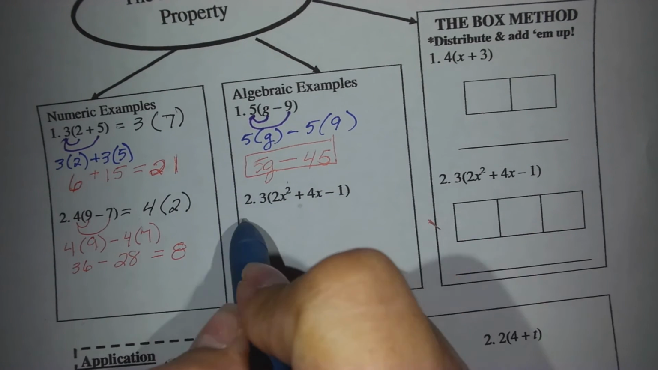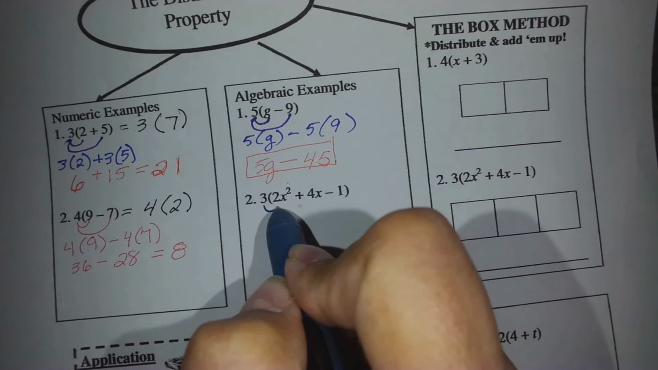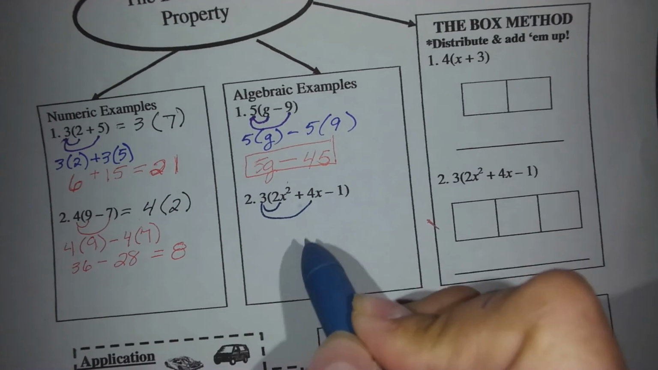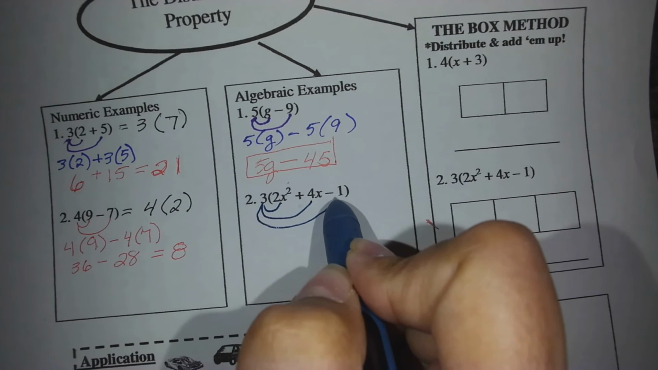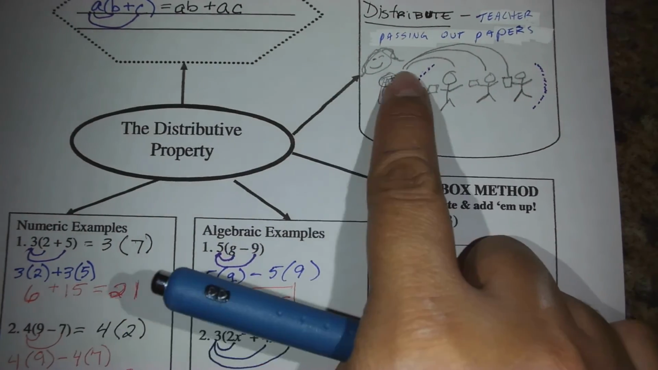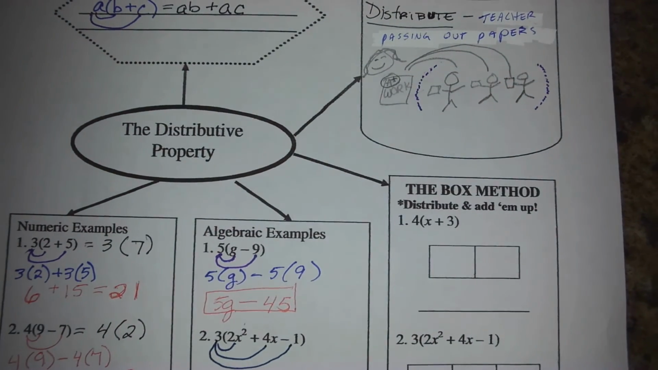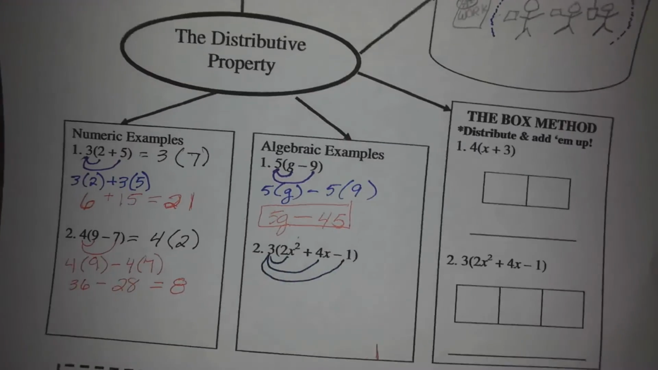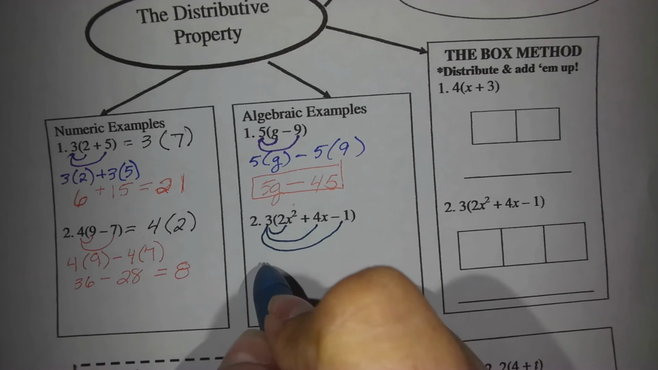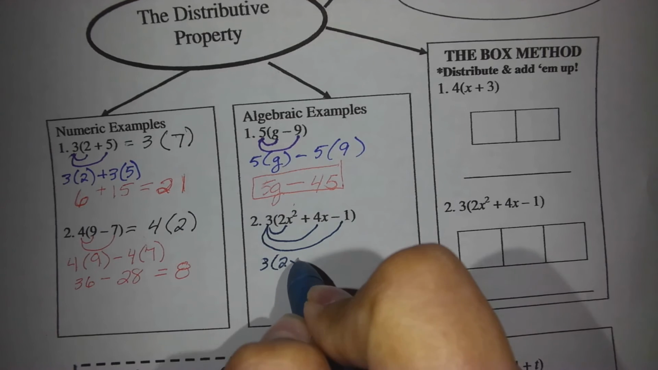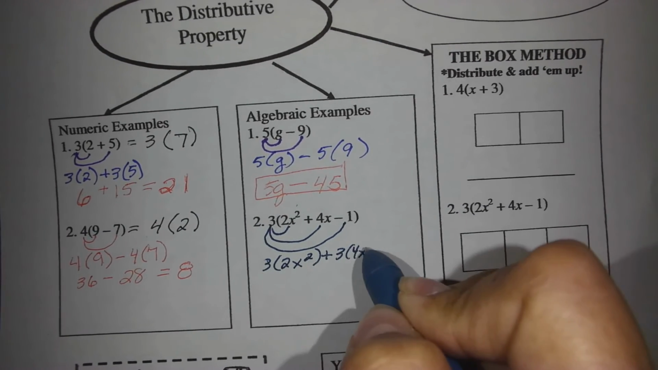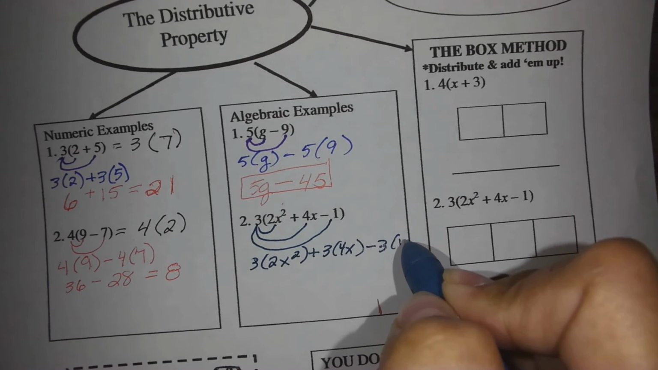Same thing, same idea. You're going to multiply 3 times 2x squared, 3 times 4x, and then 3 times the minus 1. Remember, I added that third student, like I would pass this paper out to everybody with their grade. So same thing. So you're going to go ahead and write out 3 times 2x squared plus 3 times 4x minus 3 times 1.